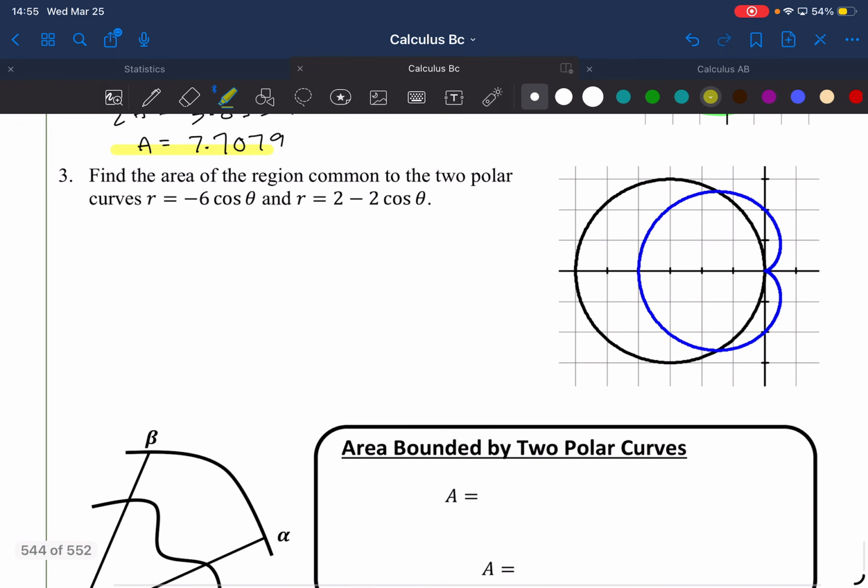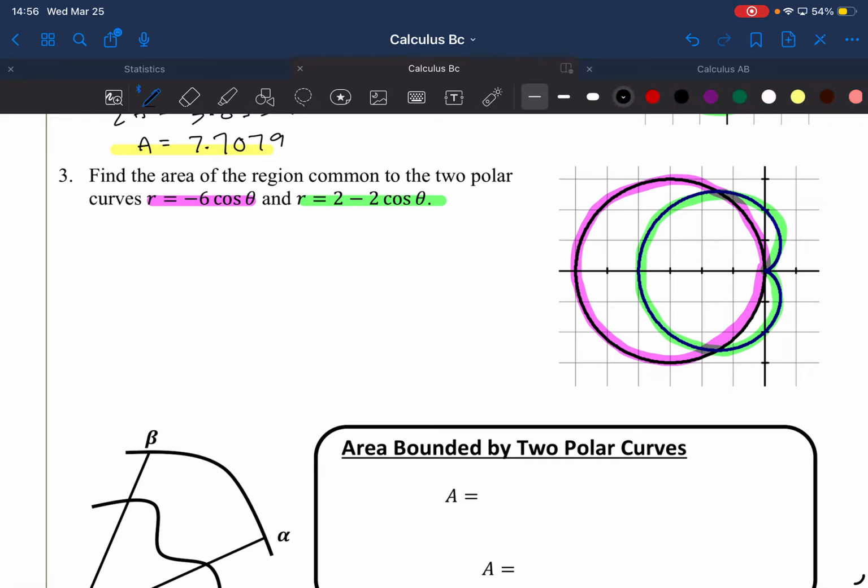Okay. Number 3 says find the area of the region common to the two polar curves. And so we have r is equal to -6 cosine theta. Okay, so that is the normal large circle here. And then the other one, 2 minus 2 cosine theta, is this one here. Okay, so it wants us to calculate where they overlap. So this is where they overlap.